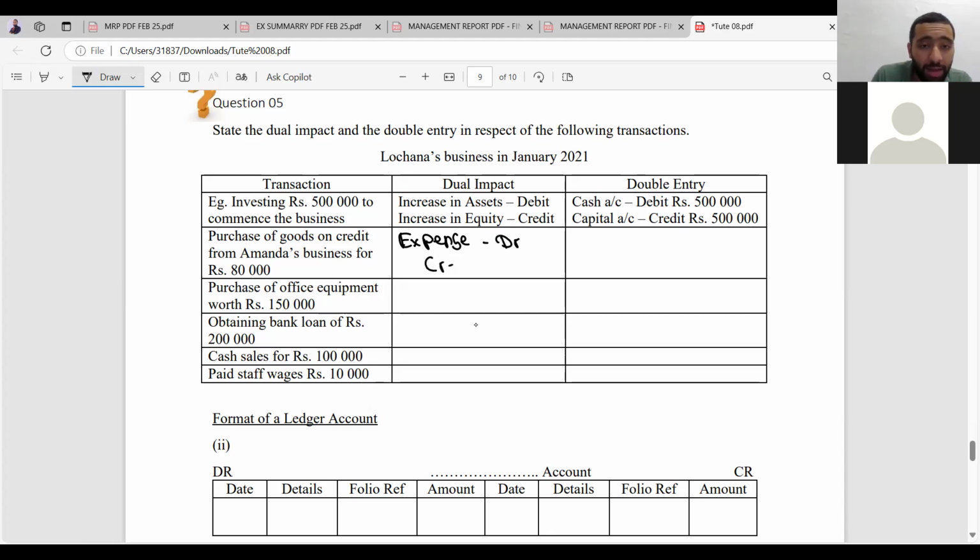You don't pay money now. Your liability goes up. Creditors credit. Very simple, right? So this is very simple. Now we are going to write the double entry.